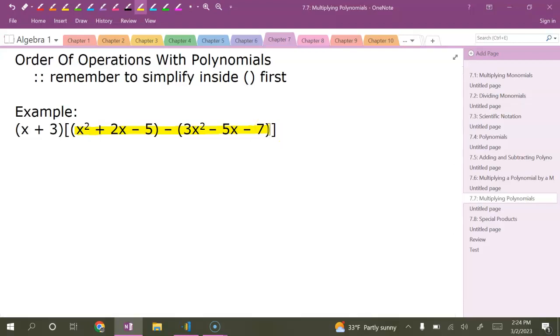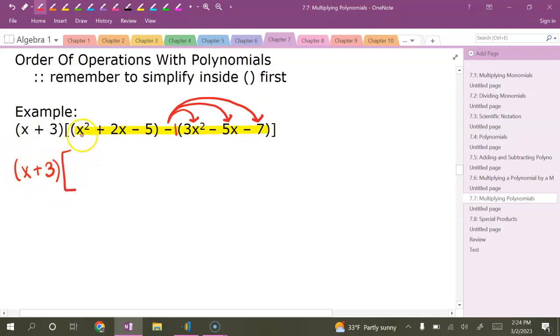Now if you remember with subtraction, I talked about how you want to take that negative sign, think of that as a negative 1, and you're going to want to distribute that in to everything over here on this side. So I'm going to bring down this x plus 3. I don't want to do anything with that quite yet. And then inside here, I'm going to remove the parentheses from the first polynomial. And then I'm going to take everything in the second one times a negative 1. So they're all going to switch their signs.